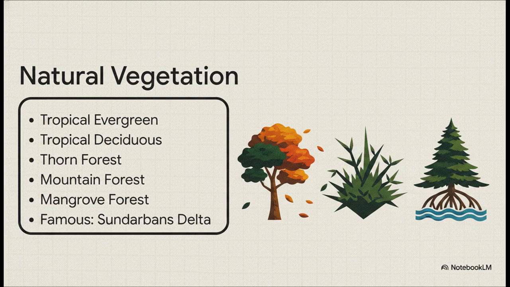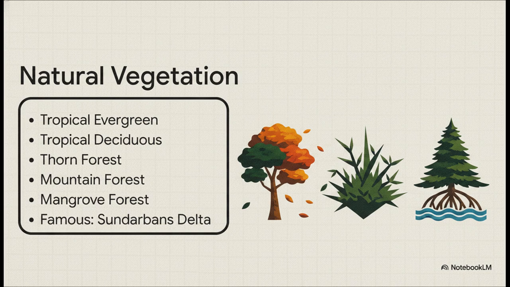Branching out into the forests, India has 5 main types. First, tropical evergreen forests, which get pounded with rain and stay incredibly dense and green all year. Contrast that with tropical deciduous forests. They actually drop their leaves in the dry season just to save water.